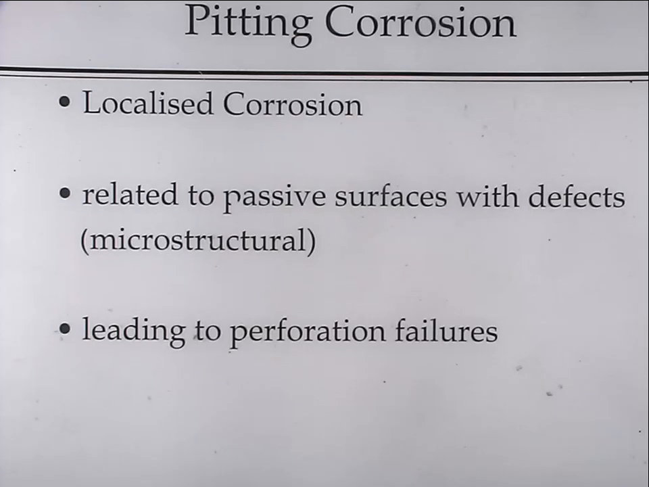And the big question for pitting failures is always which way did they go through the material. So for pipes, the question is, did the pit start on the outside and work its way in, or did the pit start on the inside and work its way out? And that of course depends on the history, the environment that it was in.